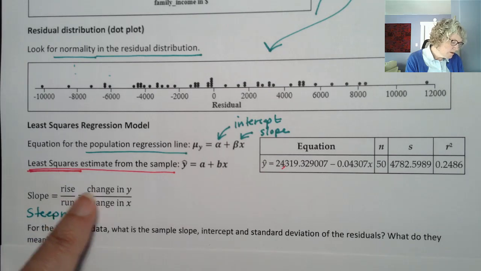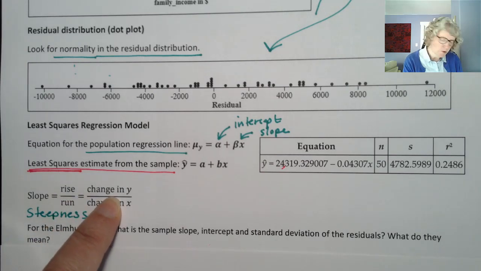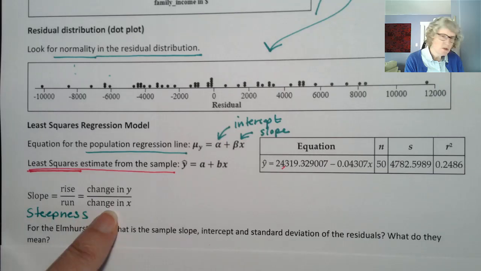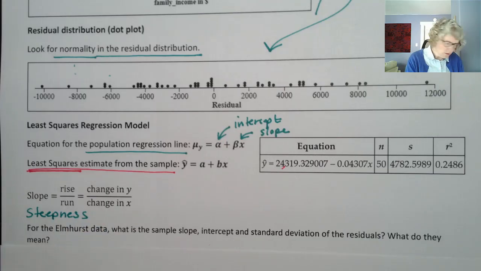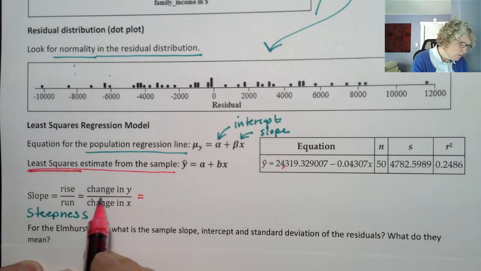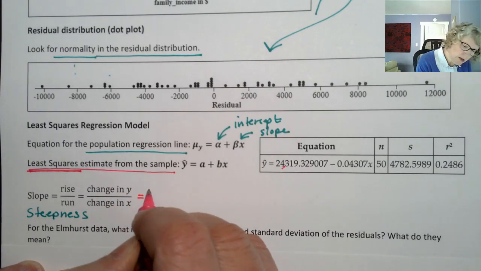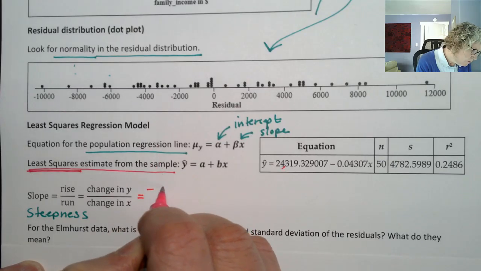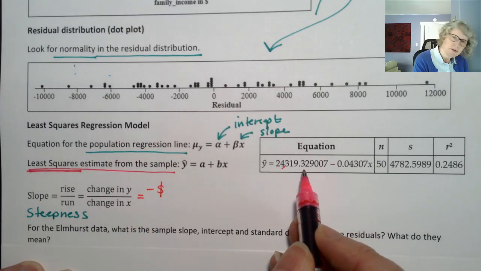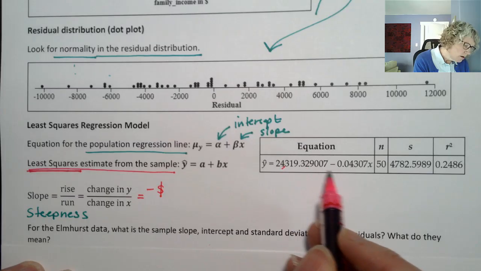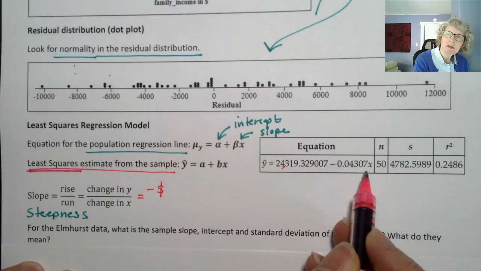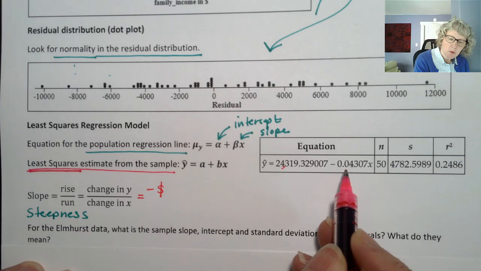So slope is rise, which is a change in the y, that's the vertical, and over run, which is the change in x, or horizontal. So to do this, it's really, really important to add your units in so you can get the right units on your slope. So what I'm going to do is write the actual slope right here. So negative, and it's in dollars because we're talking money.